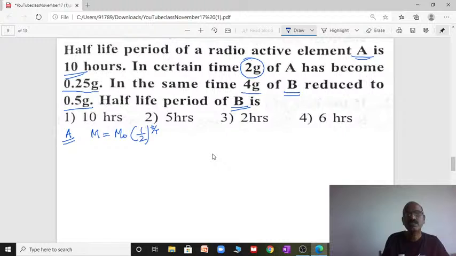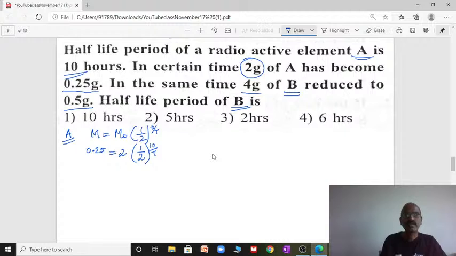Here the mass of the substance after disintegration becomes 0.25 gram. So m is the mass of radioactive substance after disintegration, 0.25, equal to m naught. Initially it was 2 gram. See here, substance A, 2 gram initially. After it becomes 0.25. So before disintegration it is 2 gram into 1 by 2 whole power t by T. What is the time? 10 hours. So it is 10 hours by T. Capital T is half-life.